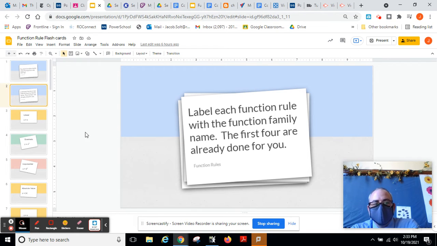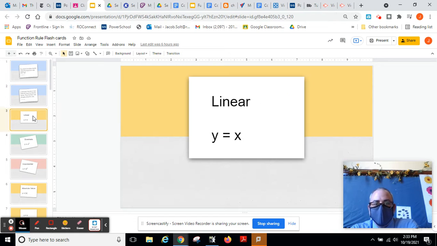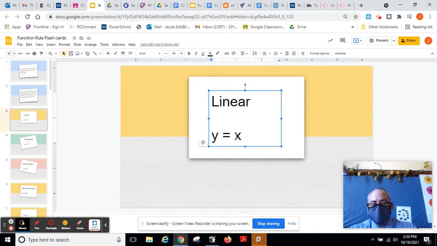The first four are already done for you. So let's look at the first four. That is a linear. How do I know that's a linear? I know that this is a linear function because I see y is equal to a number times x, and then it can be plus or minus something. It doesn't matter. A number times x. But wait a minute, you're saying, Mister, there's no number in front of that x. Well, yeah, there's nothing right there right now.